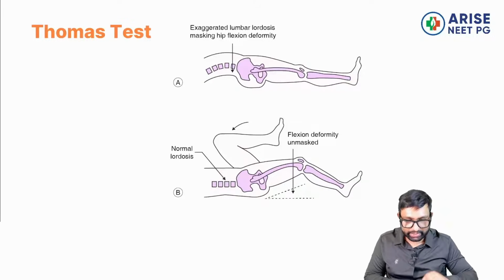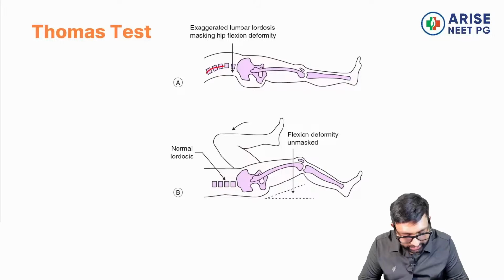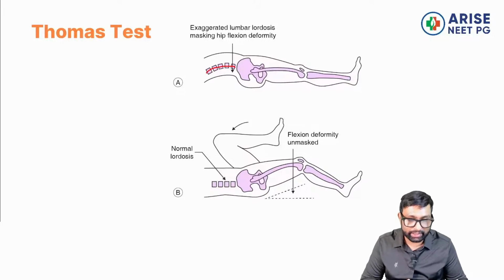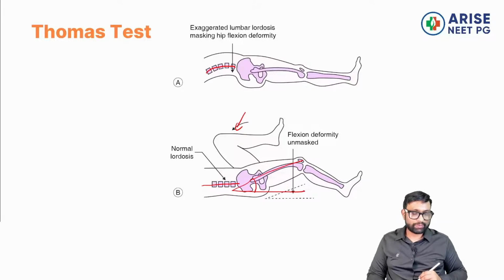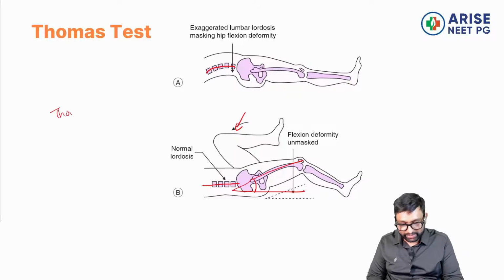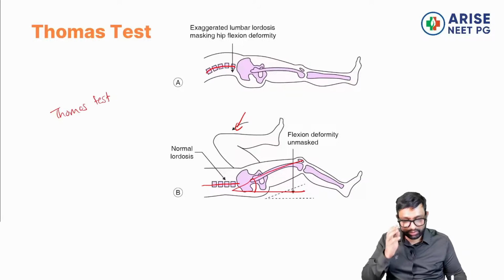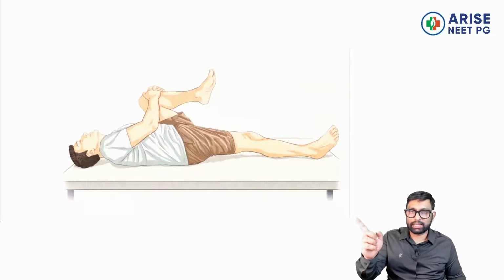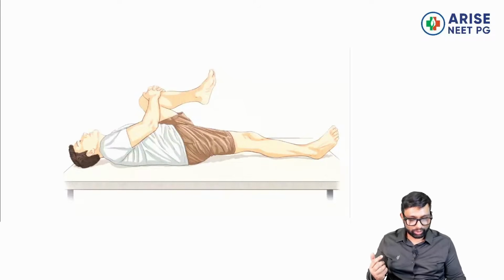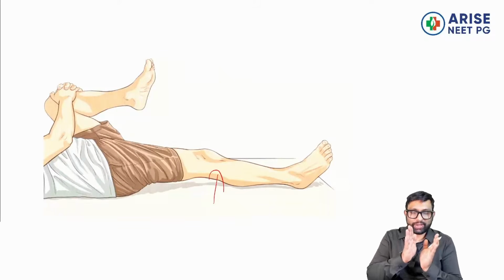So what we are seeing here is a patient who has exaggerated lumbar lordosis because it is masking the hip flexion. Now, if you take the other limb into maximal flexion, the lordosis becomes straight. Can you notice how the lordosis becomes straight? Now you can notice the fixed flexion deformity. This angle is the fixed flexion deformity, and this is called a Thomas test. You take the patient's limb into maximal flexion, and that time you will notice this limb has gone into a fixed flexion deformity.